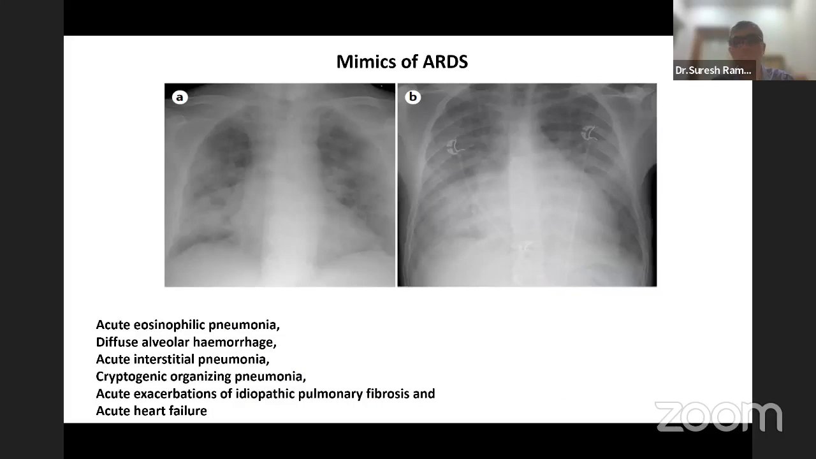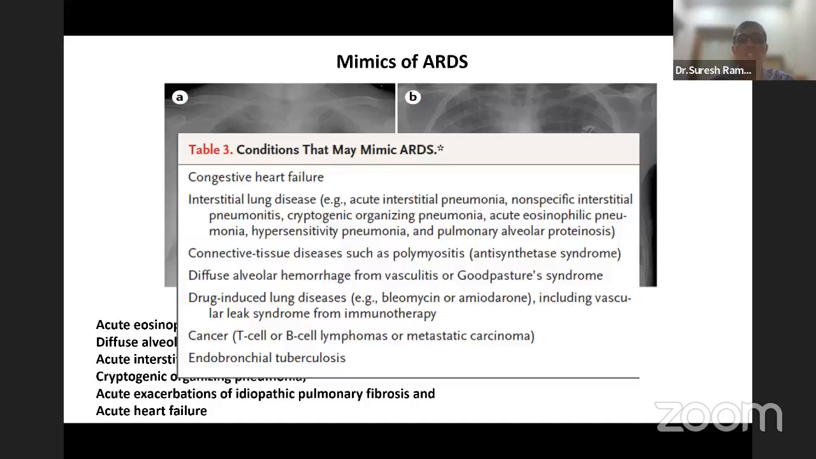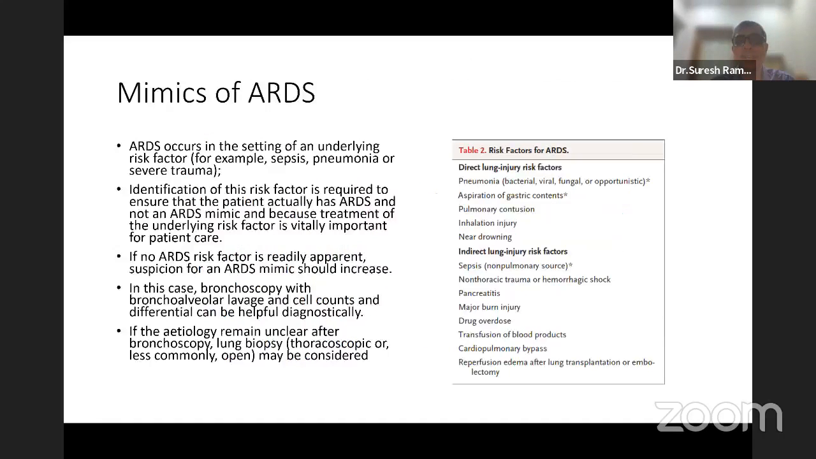We also need to remember that when you try to do PEEP titration and you find that there's a significant response with PEEP and the patient gets better quickly, or the patient is not responding despite whatever you do, you have to worry about the mimics. And those mimics are eosinophilic pneumonia, diffuse alveolar hemorrhage, AIP, cryptogenic organizing pneumonia, Hamman-Rich syndrome, and obviously the one which responds very well to diuretics is acute heart failure. So all these things need to be remembered and then taken care of.